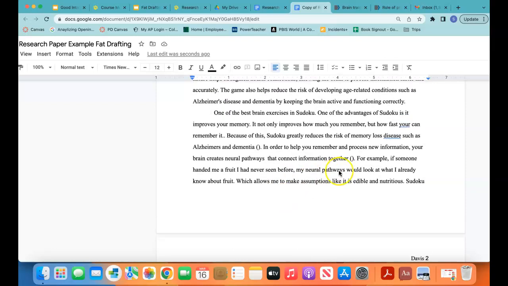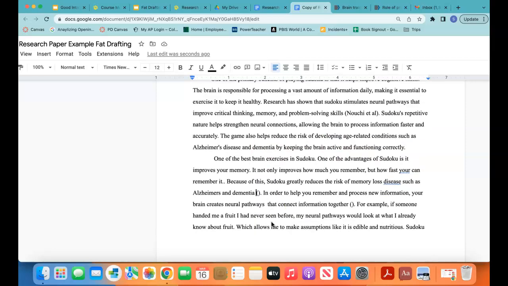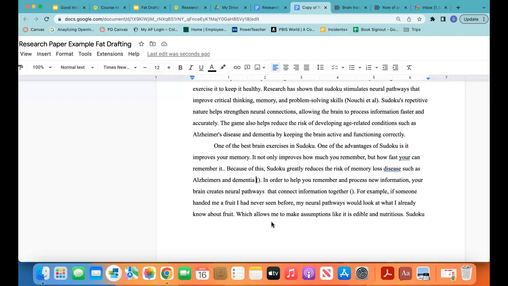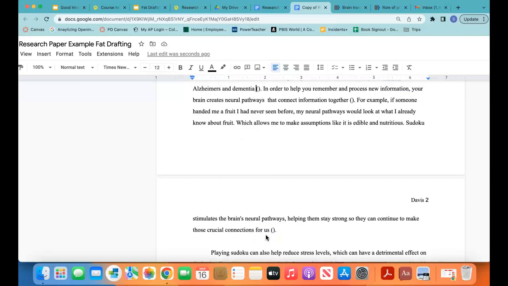So first, one thing I want you to notice is I have all these parentheses in here. This is just to remind me that I need to have a source, or I need to put in my in-text citation, but I'm not going to worry about that right now because I may just change everything anyways, but just as a reminder for me that this is not my own information, right? So I'm going to read it to you.